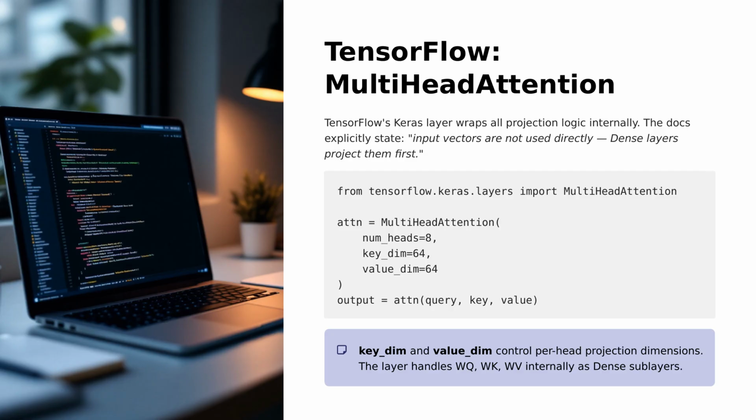In TensorFlow, the Keras multi-head attention layer handles the projection steps for you. Query, key, and value aren't used directly. They're first passed through internal dense layers that learn the WQ, WK, and WV projections. Here, we set 8 heads with key_dim and value_dim, defining the per-head projection sizes. Then calling the layer on query, key, and value returns the attention output, all with the projection logic built in.